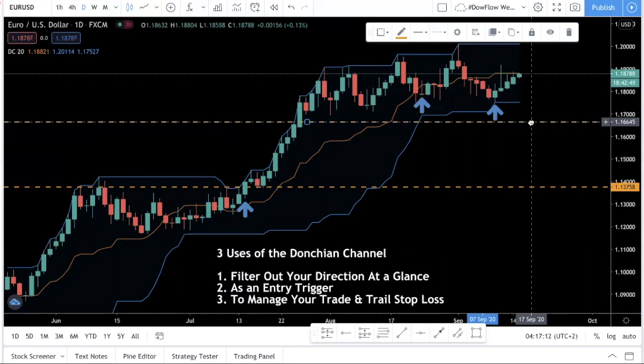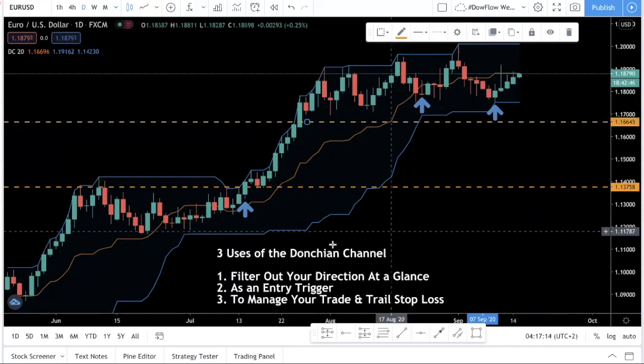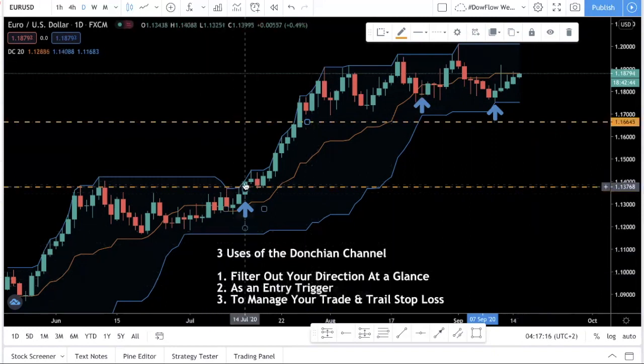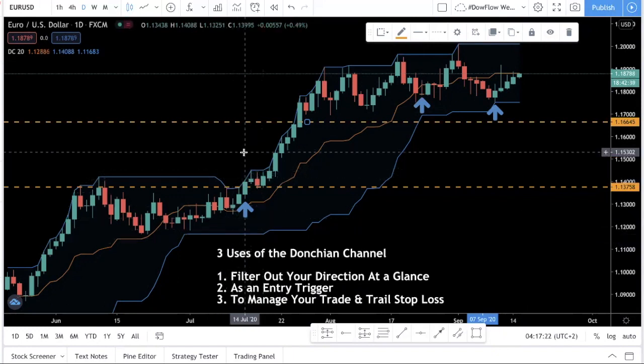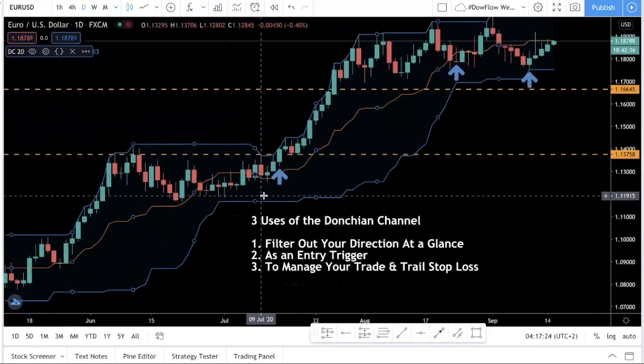You can also use the Donchian channel as an entry trigger over here, such as this example over here. But please do not just trade every single break of the Donchian channel, be it to the upside or to the downside. Please understand the price context. Please understand what I'm trying to say.